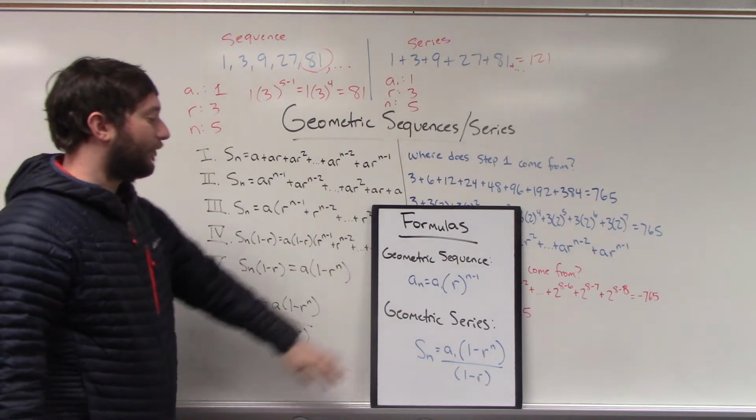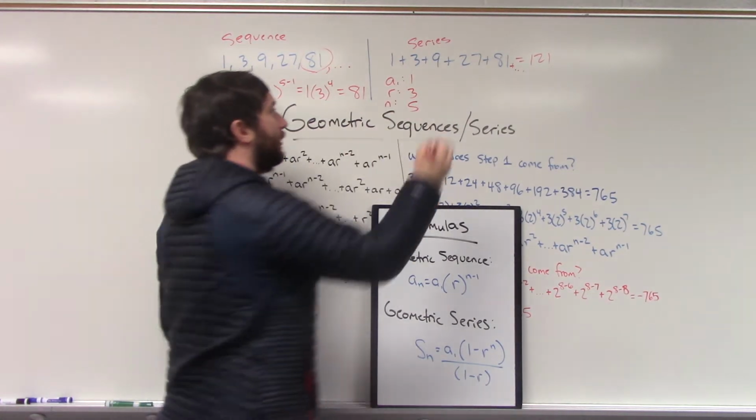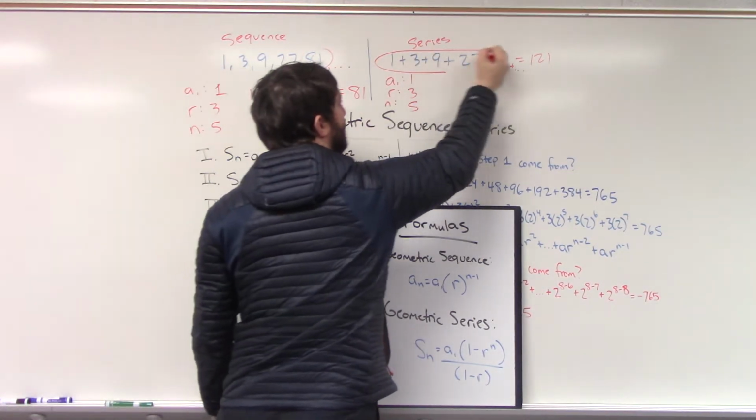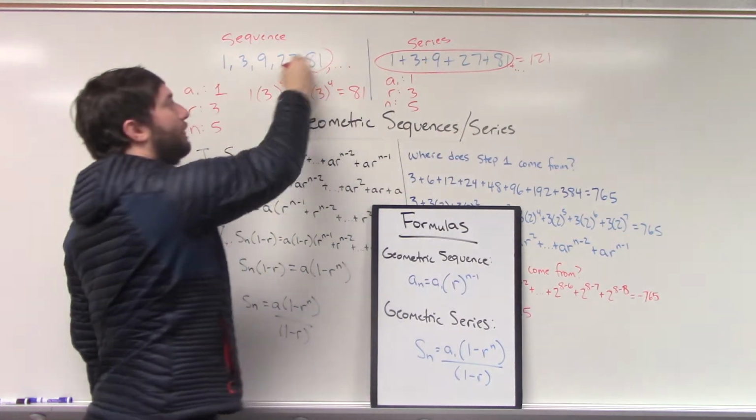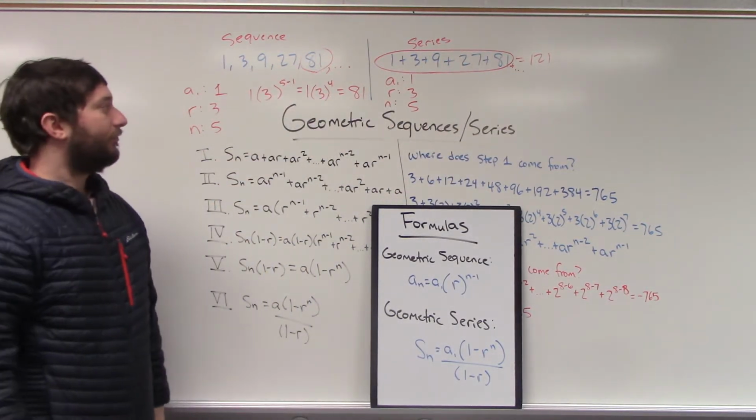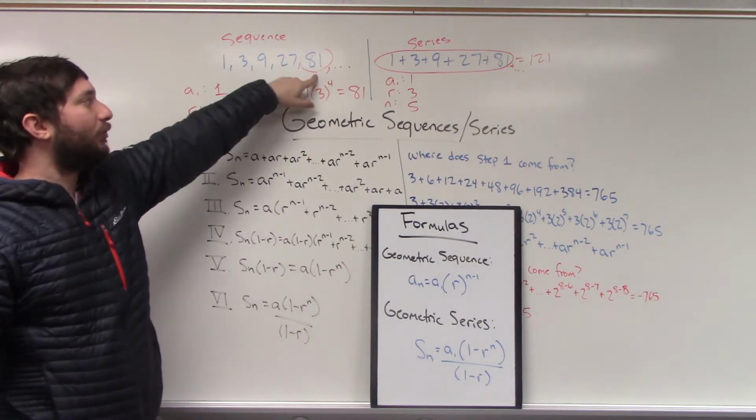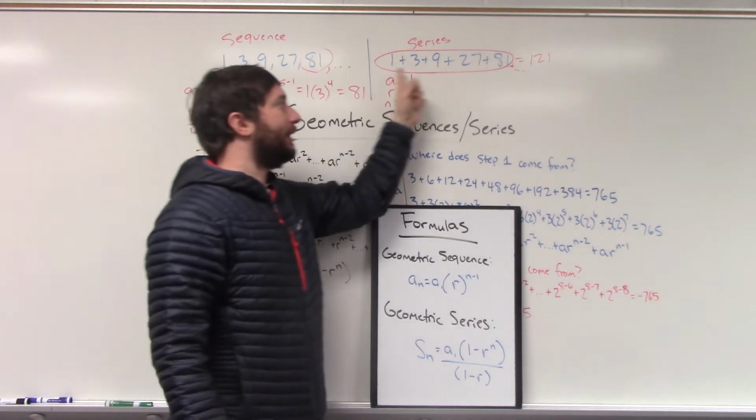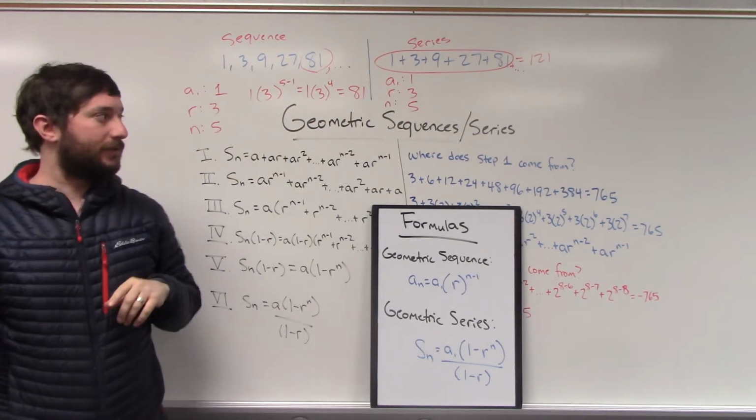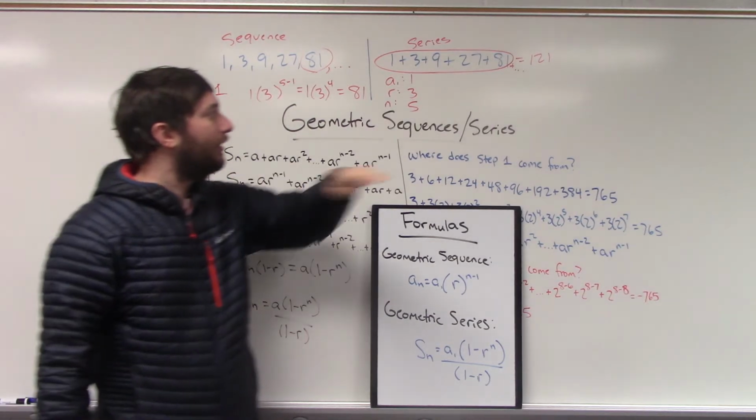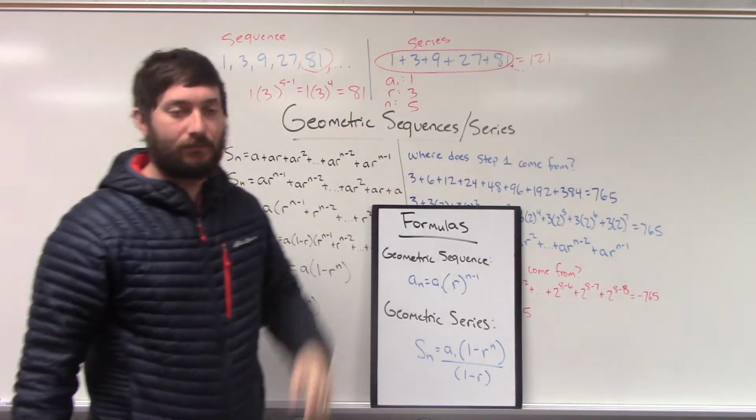Again, according to this formula, we should end up with a 121, which makes sense, right? This should be bigger than this. The formula that we have over here is just looking at one number. The series formula is looking at adding a bunch of numbers. So we should end up with something bigger than 81, like 121.